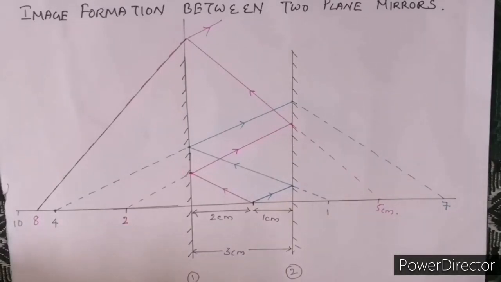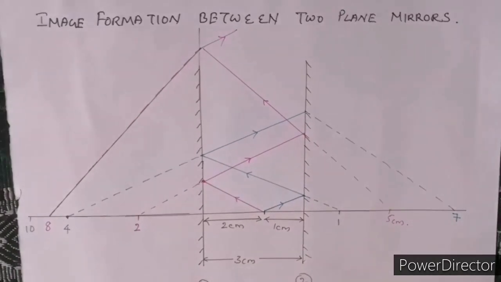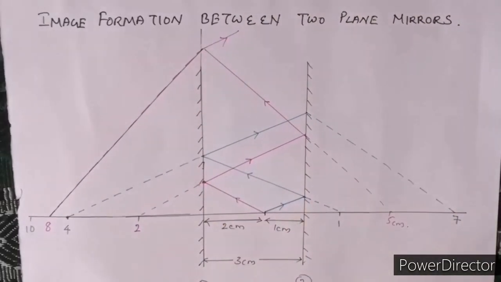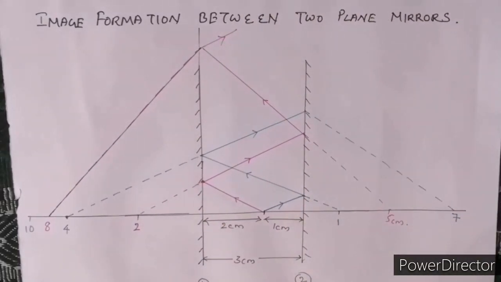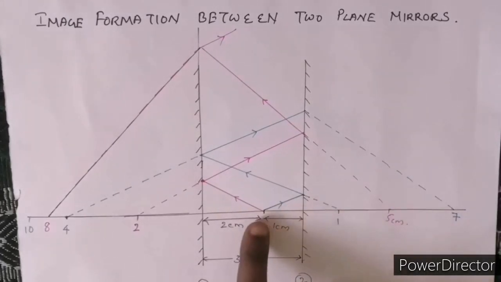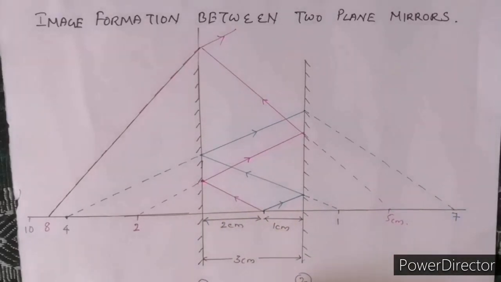From this, we are going to see how many images are produced if we place two plane mirrors parallel to each other. The distance between these two plane mirrors is 3 cm, and I am going to place an object exactly here, that is 1 cm from the second mirror and 2 cm from the first mirror.